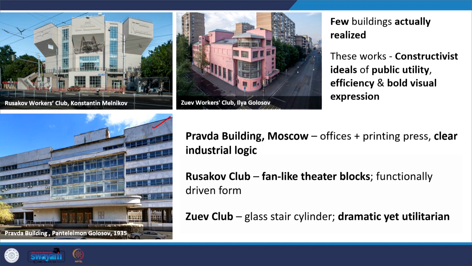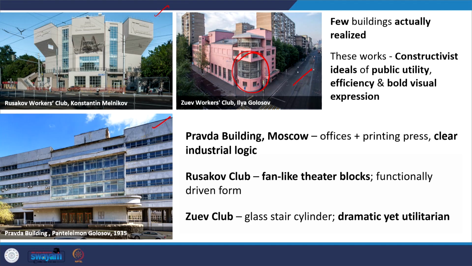So overall, these kinds of works had a strong impact on international style architects. And then there is the Rusakov Club, which is a fan-like theatre block and a functionally driven form. So form derived through function was there in constructivism also. Then we have the Zuev Club here, which has this glass stair cylinder, and it is dramatic, yet it is a functional, utilitarian building.